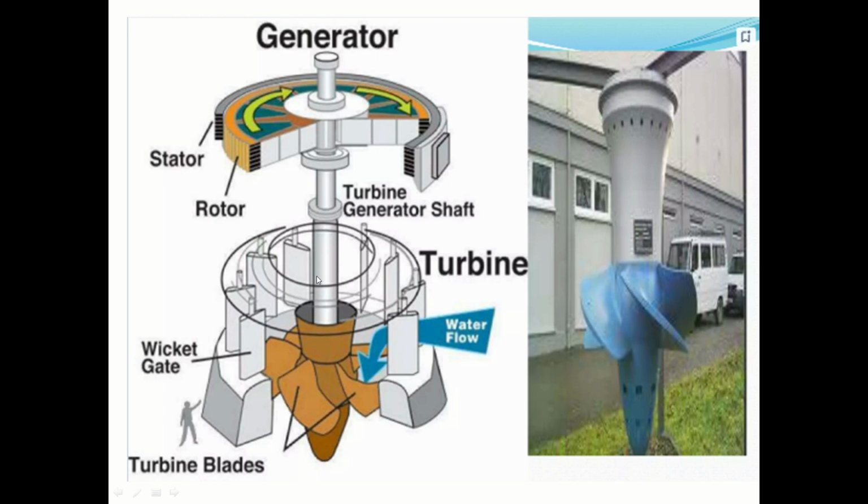See here, it is the generator. This shaft is connected to the generator, and a rotor and a stator are there, and the turbine generator shaft. And these are the vanes. Here I want to tell you one important thing.